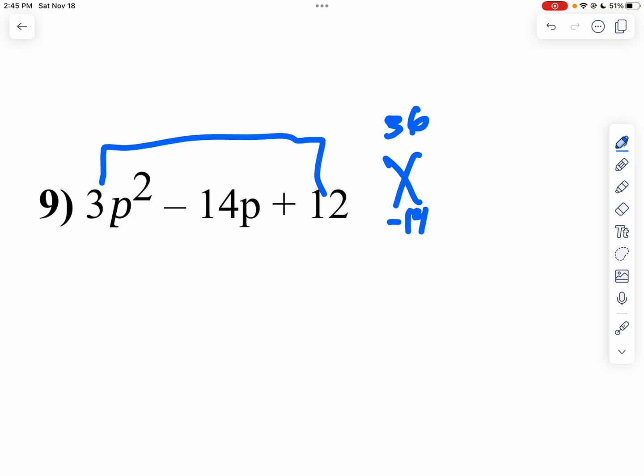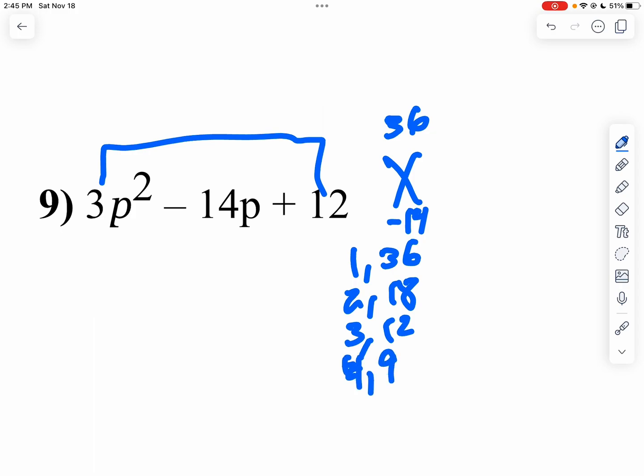And once again, I can't think of anything off the top of my head, so I'll go through process of elimination and be strategic. 1 and 36 adds to 37. 2 and 18 adds to 20. Oh, I'm getting close there right away. 3 and 12 adds to 15. Oh, I'm only 1 off. 4 and 9 adds to 13. Uh-oh. This is 15 and this is 13, so it's got to be in between there. It's going to be a decimal.